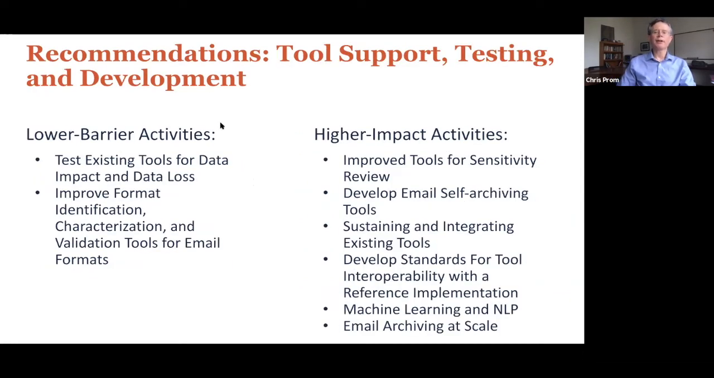The second set of recommendations from the report was around tool support, testing, and development. And again, the report broke things into a set of lower barrier activities, such as testing existing tools, improving format identification and characterization, and then higher impact activities that would require some level of external support or internal commitment, such as improving tools for sensitivity review. Another area was improving the use of machine learning in helping to classify and identify emails that are sensitive.